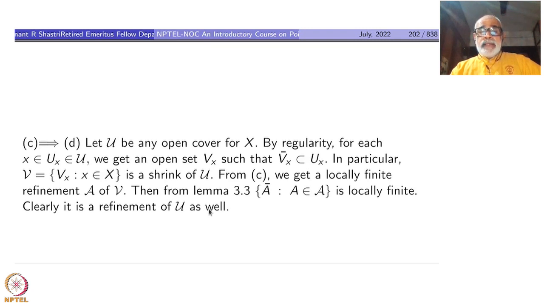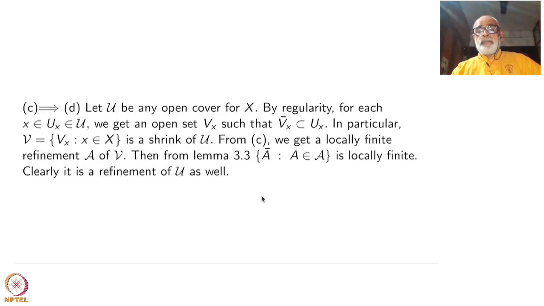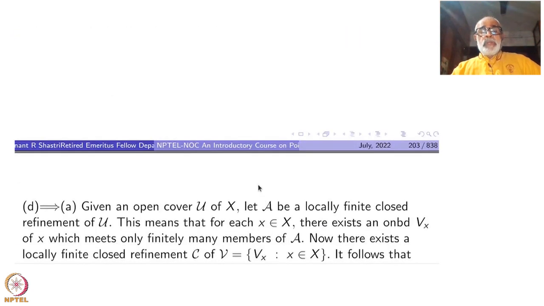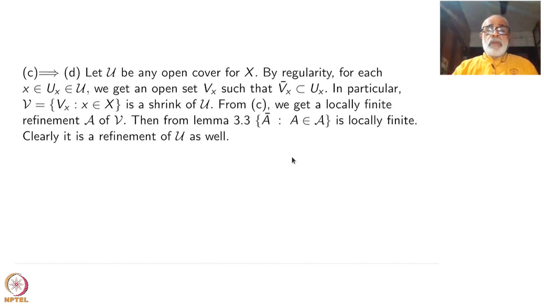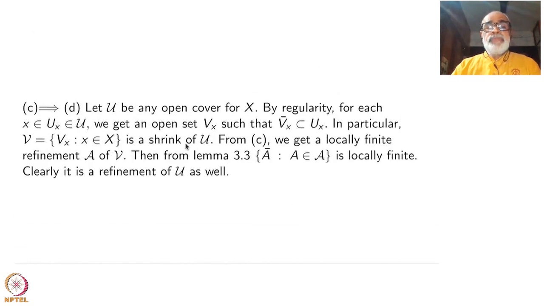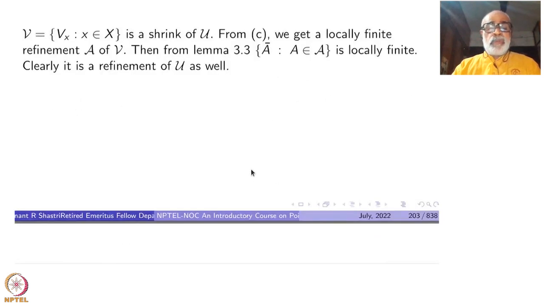So clearly it is a refinement of U, because all these Vx bar are contained inside Ux. And A bars will be contained inside some Vx bars, which are contained in Ux. So they are refinements of U as well. Alright, so that completes C implies D. If A is a covering, A bar also will cover, so there is no problem about that.